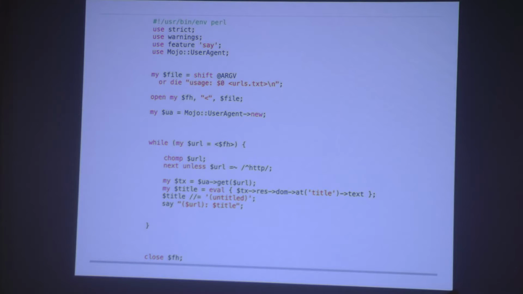If you've played with HTML and CSS, you can pick things out. And in this case, we're going to go at title. So we're going to find the title tag and pick out the text part of that and put that into the $title variable. If there was nothing in the web page, you'd be surprised at how many web pages do not have a title, we're going to set it to untitled, and then we're going to print to the screen the URL that we fetched and its title. Okay?